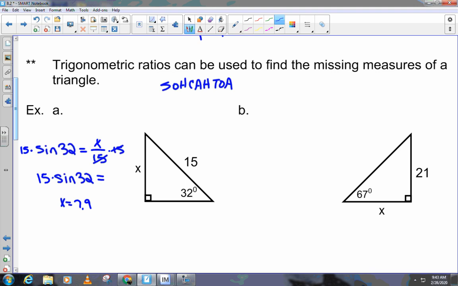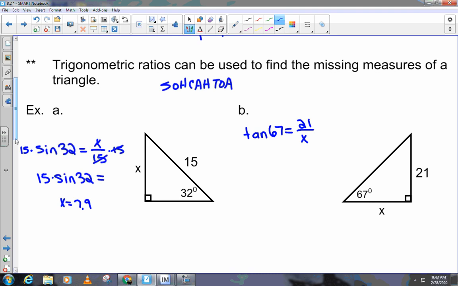Okay, so we said opposite and adjacent, and what do we use for opposite and adjacent? Tangent, right? Opposite and adjacent goes with the TOA, right? Tangent. So again, you take the tangent of the angle, which is 67, and that is equal to opposite, which is 21, over adjacent, which is x.